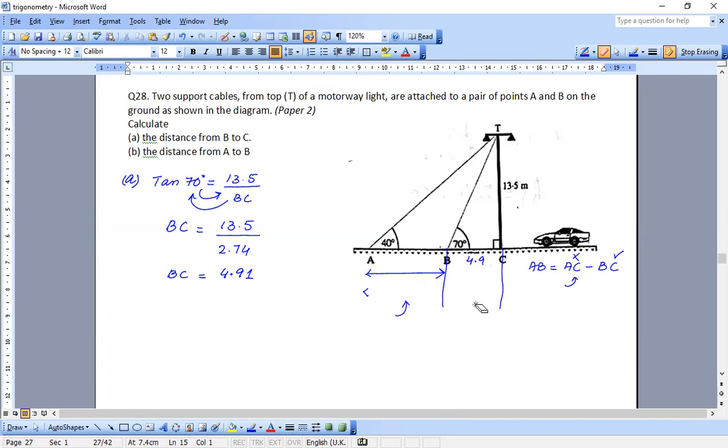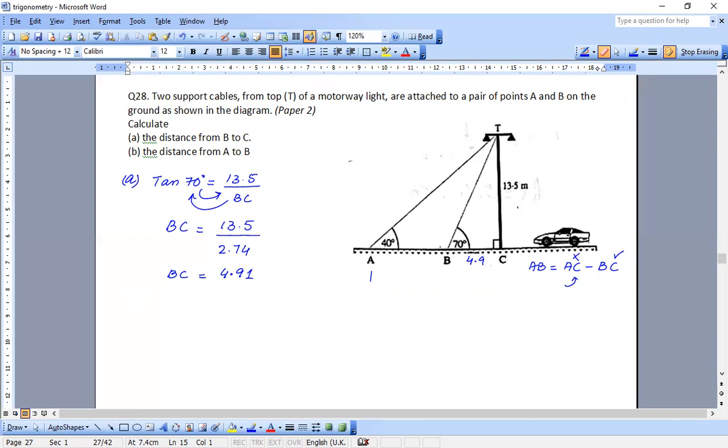And where is AC? AC is the adjacent of the triangle ACT. This over here is AC. This is the adjacent in the triangle. So I'll consider the entire right angle triangle and try to find out the length of AC. In the whole triangle, I have the opposite, which is 13.5. I have the angle, which is 40, and I only need to calculate the adjacent, that is AC.